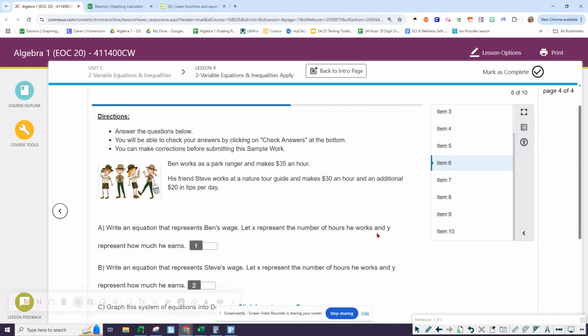Okay. So this is: write an equation that represents Ben's wage. Let X represent the number of hours he worked and Y represent how much he earns. Okay. So for the equation, Ben works as a park ranger and makes $35 an hour. So you should have Y equals 35 times the number of hours. And his friend Steve works at a nature guide tour and makes $30 an hour and an additional $20 in tips per day. So Steve's equation is 30x plus 20. Okay, so that's the two equations there.